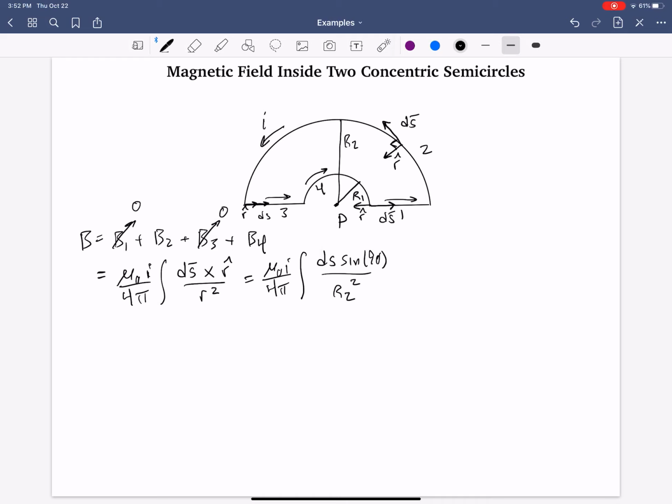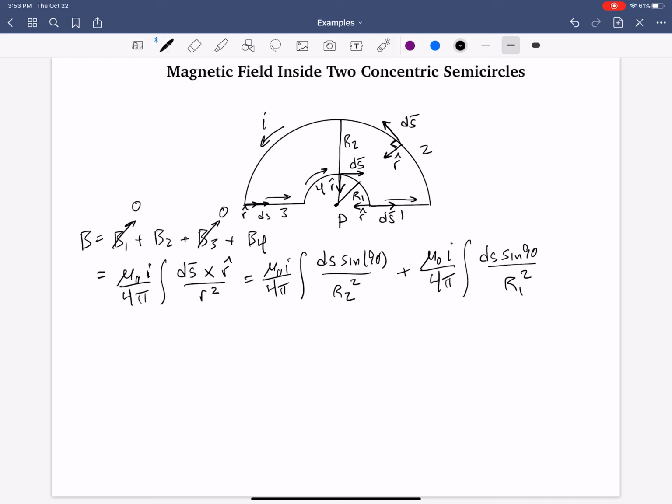So that's r2 squared. And now let's do 4. Contribution from segment 4, the inner semicircle. Integral of ds. It's also sine 90, right? Because now for segment 4, ds points, say, that direction, and r hat going down, like that. So also sine 90. And the r is r1 now, squared.